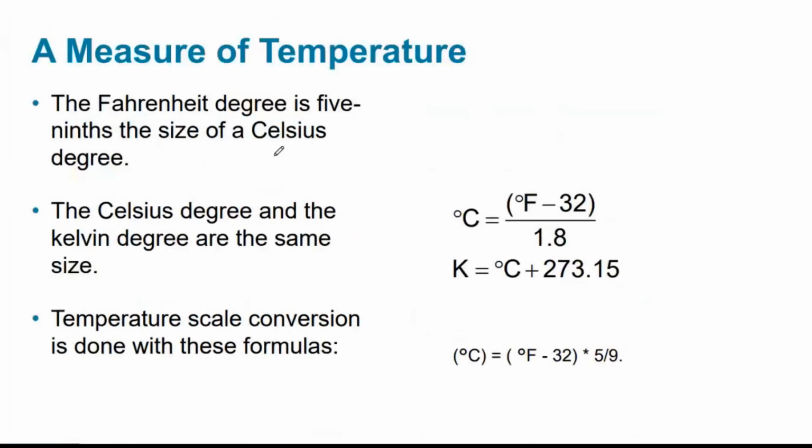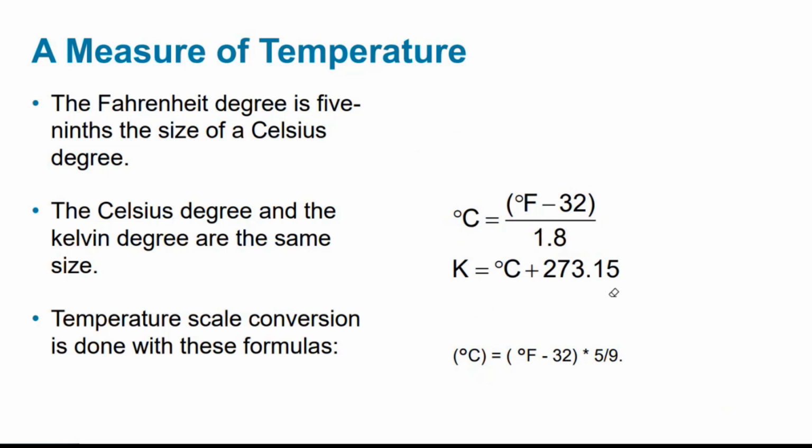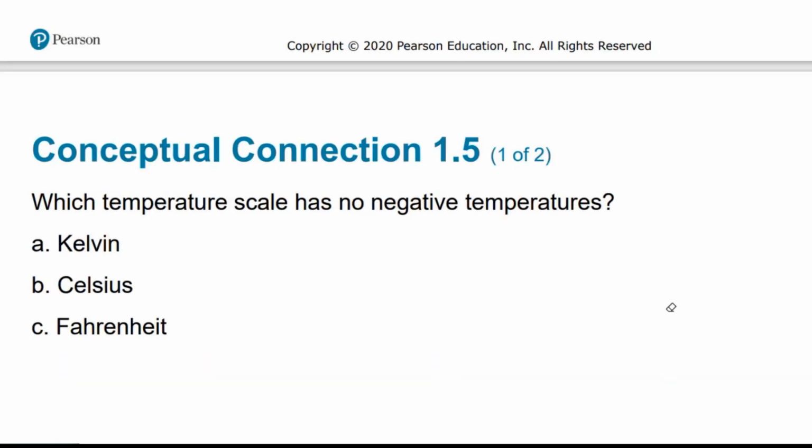All right, so the Fahrenheit degree is 5/9 of a Celsius degree. So Celsius is equal to Fahrenheit minus 32 divided by 1.8, okay? Or Celsius is equal to Fahrenheit minus 32 times 5/9. So either multiplying by 5/9 or dividing by 1.8 is the same thing. So either of these formulas will give you the same answer. Kelvin is degrees Celsius plus 273.15. Okay, so you can convert from Kelvin to Celsius and Celsius to Fahrenheit. And we're going to be doing both of those today.